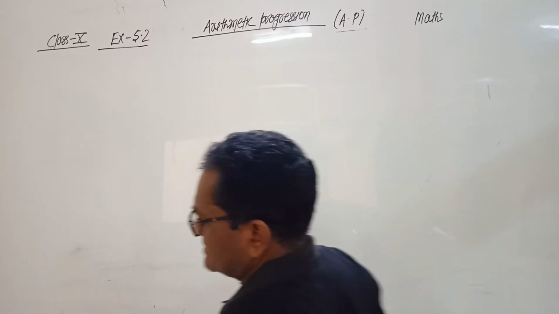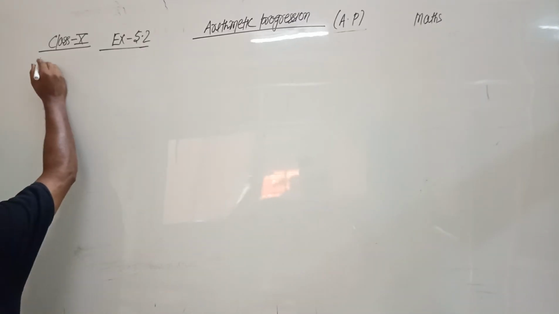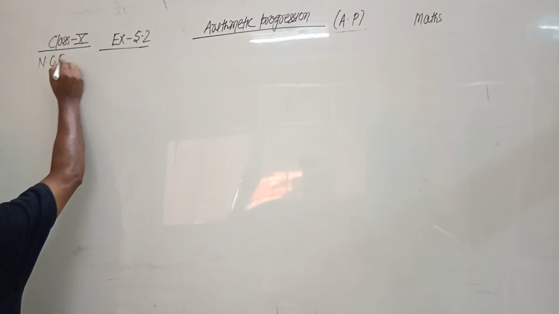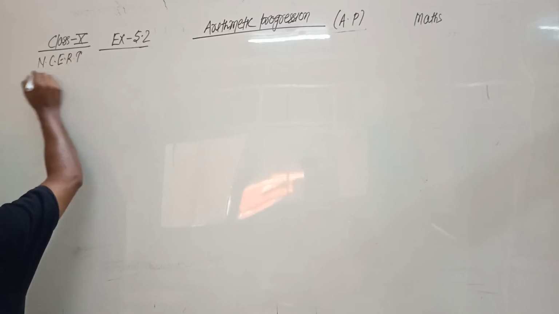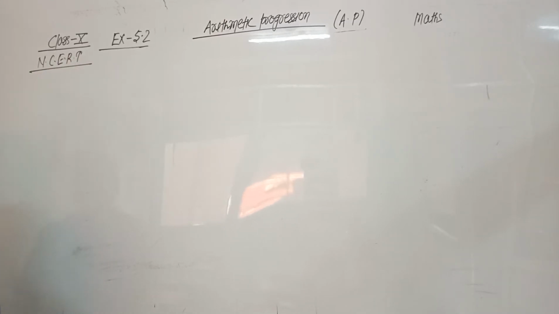We are doing NCERT exercise 5.2. First we do the questions of NCERT, then after we do some extra questions important from the examination point of view. Now the second question is, choose the correct choice in the following and justify.